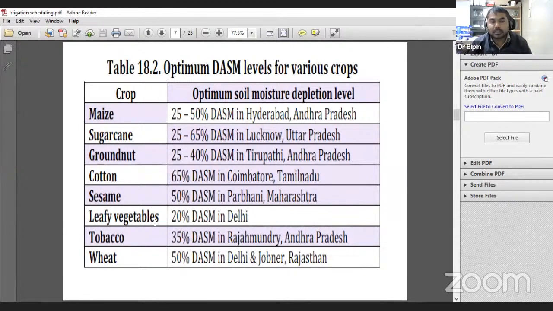That is why it is very sensitive to moisture. So you need to always maintain a moist condition in the field in the case of leafy vegetables. Even tobacco is very sensitive. That is why only 35% depletion of available soil moisture is recommended for that. You cannot go beyond that. It will hamper the leaf quality. In the case of wheat, you can see we can reach 50% depletion of available soil moisture.